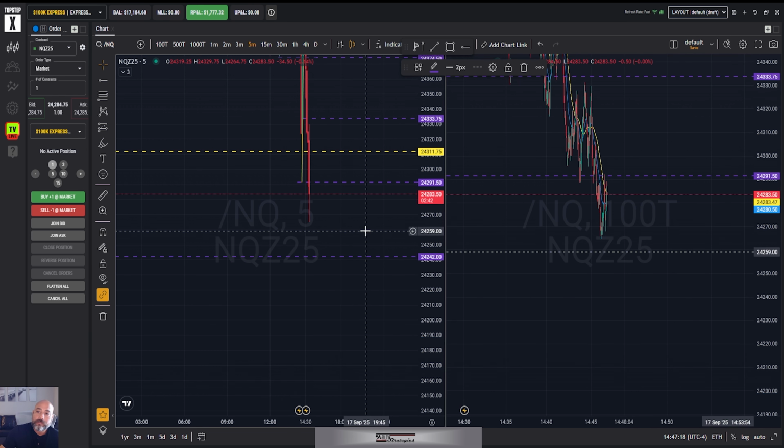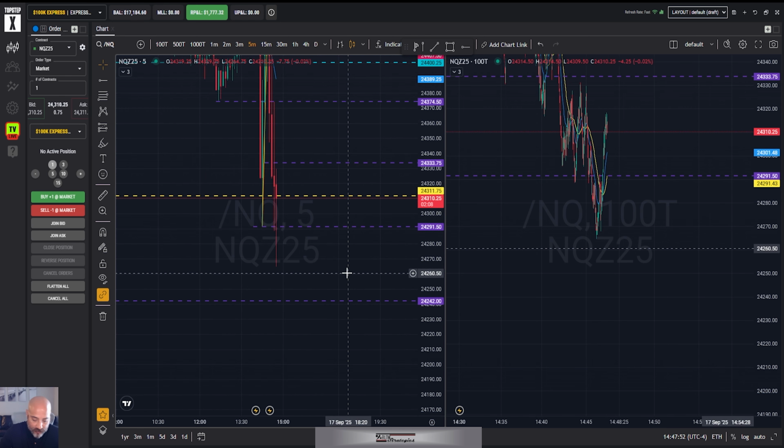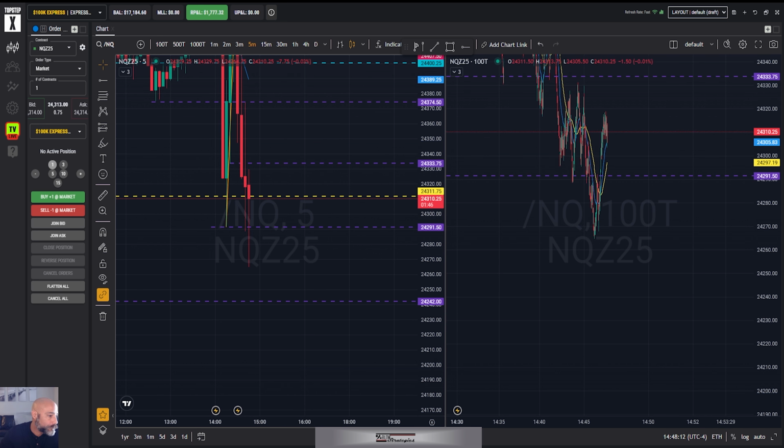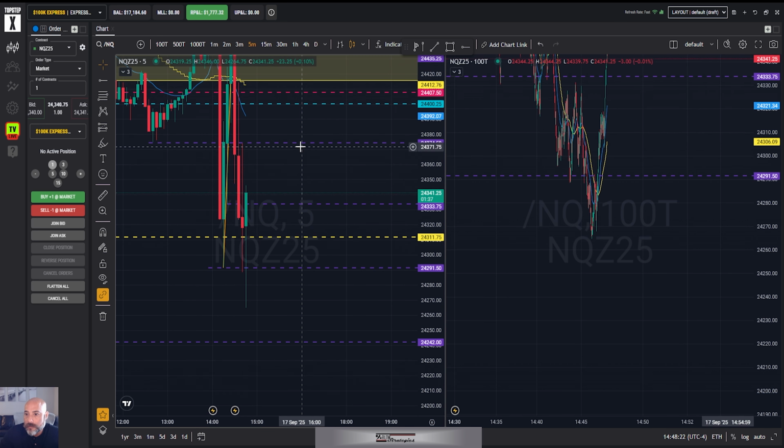24,242. This might be where we turn around. I hope I captured some of that. Here we go. We could break this area. The area could act as resistance. We have a minute left on this candle. We could reject up here.